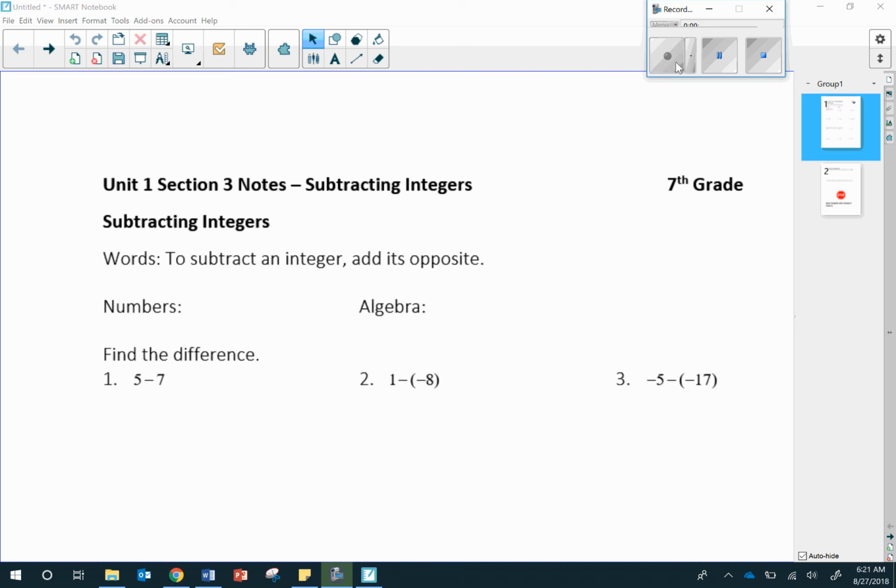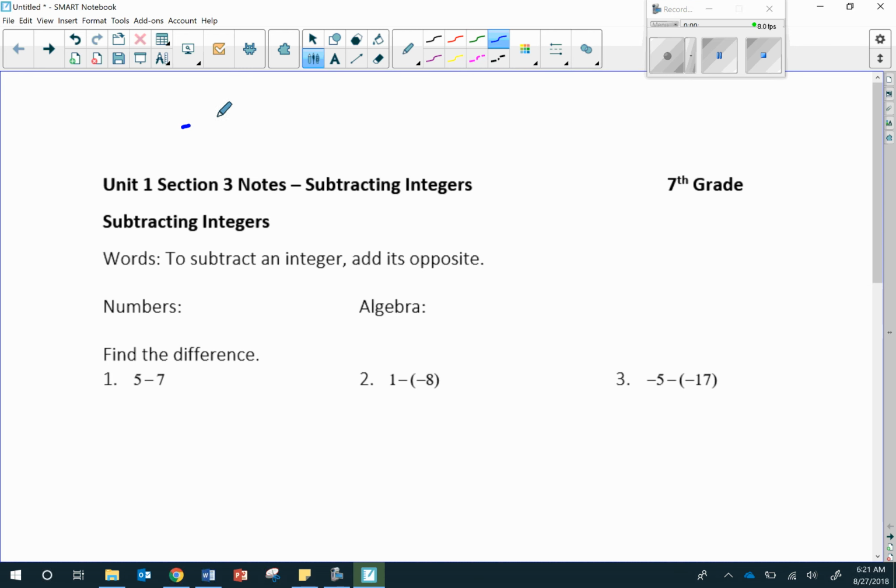We're going to go ahead and start Unit 1, Section 3 notes. If you remember in Section 2, we talked about how to add integers. In this section, we're going to be talking about how to subtract integers. Just to review, you remember that integers are both positive and negative numbers that also include 0. They do not include decimals.